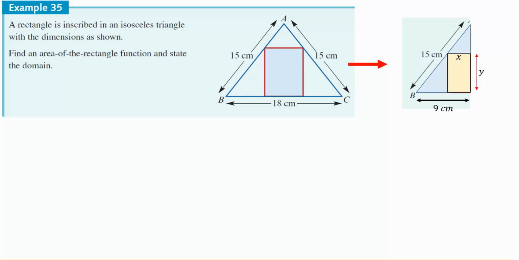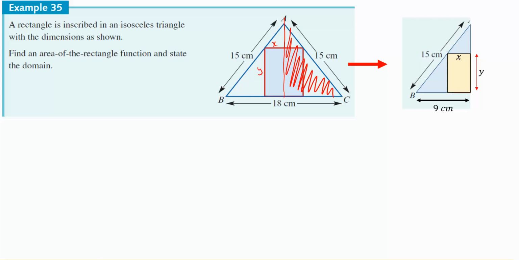Okay, so this is what I'm doing. I'm just saying, what if I half this? I call this x and I call this y. So I ignore this entire right side here. What I know is this is 9. I know that I can find the entire height. Now how do I find the entire height?